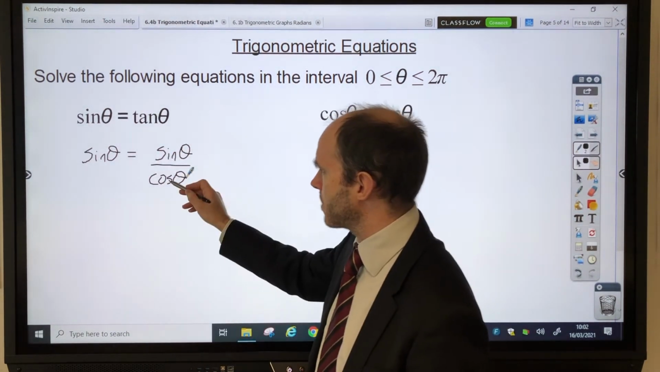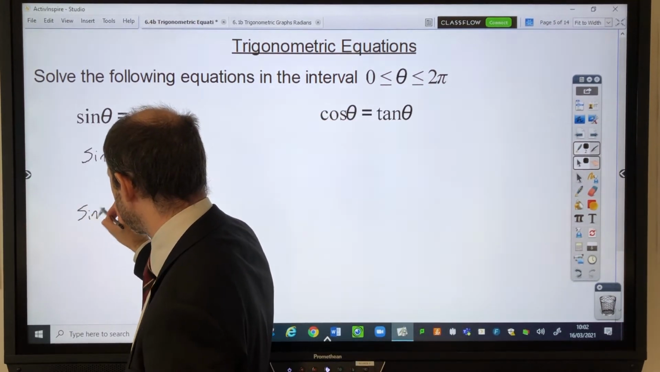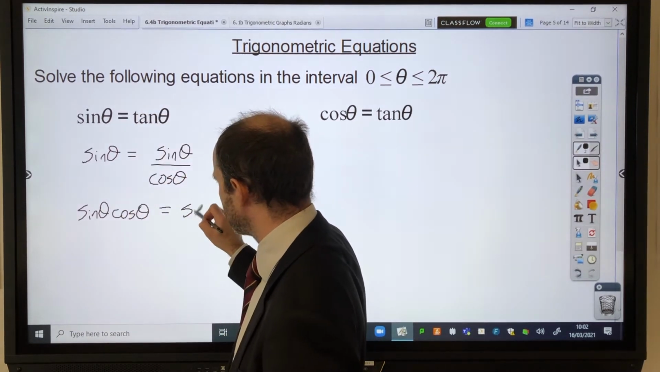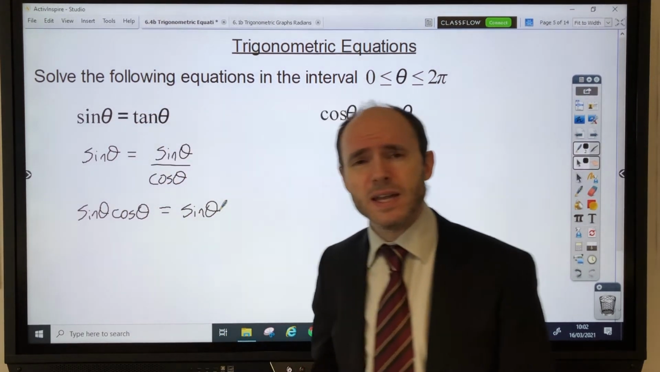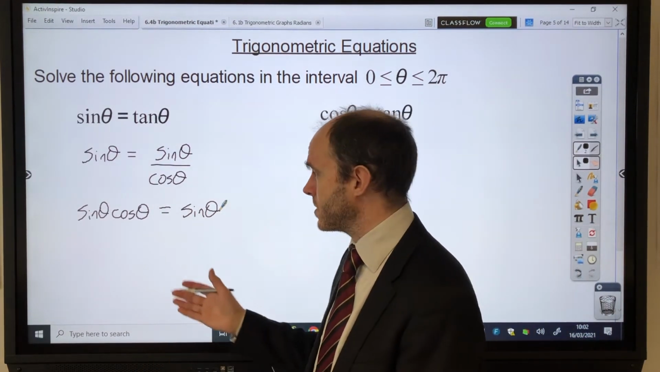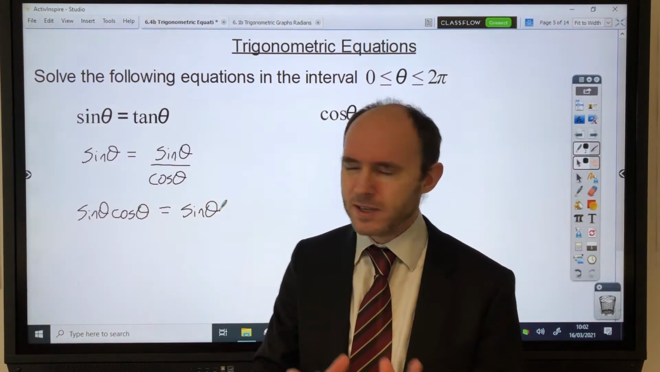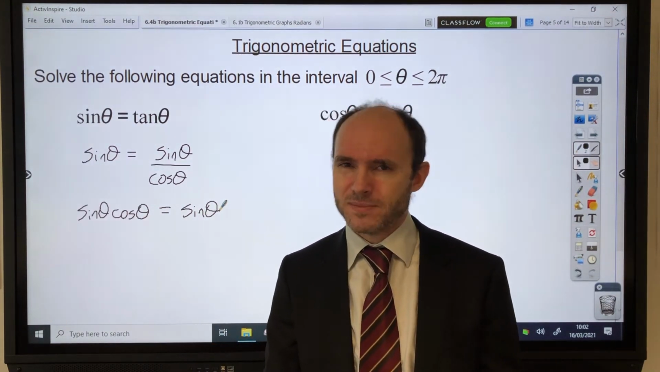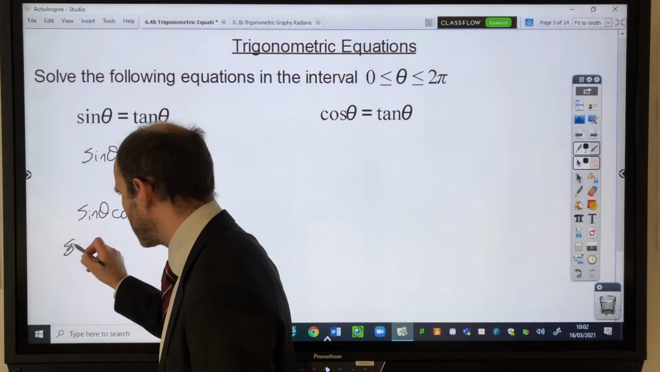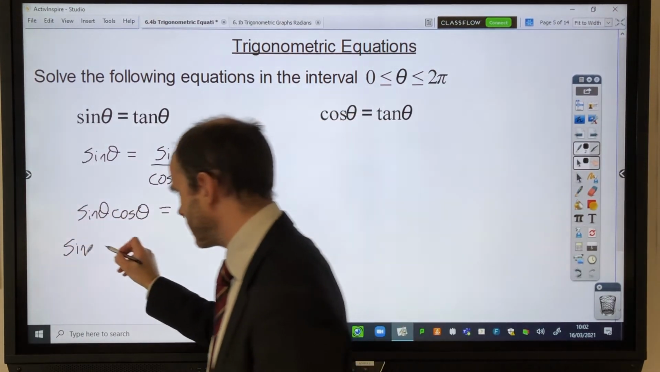Now what I'm going to do is I'm going to put this over to that side, okay? So we get sine theta cosine theta is equal to sine theta, all right? Now, at this stage, most students, for the first time doing a question like this, would divide throughout by sine theta. Please do not do that, okay? Do not divide throughout by sine theta, okay? I'll show you why afterwards, but the preferred approach is to put everything onto one side and then factorise, okay?